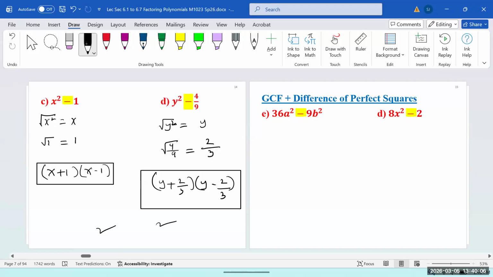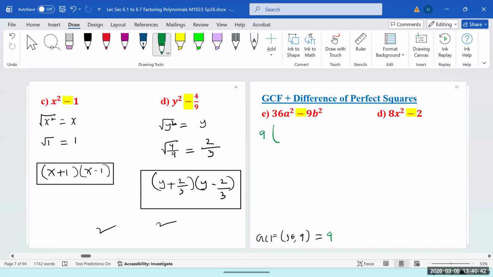Okay, so building upon that knowledge, we have a little bit advanced one where we have a GCF that we can factor out. So the GCF of 36 and 9. 3 is a common factor, but not the GCF. 3 can divide definitely, but they're looking for the biggest one. The biggest one is 9. So we factor out the 9.